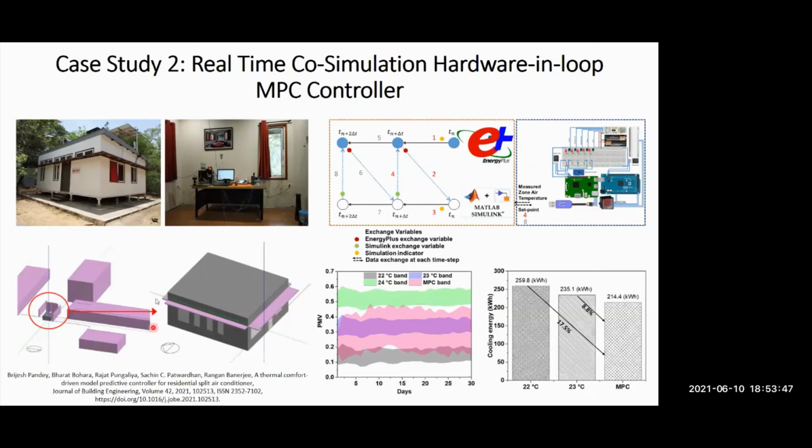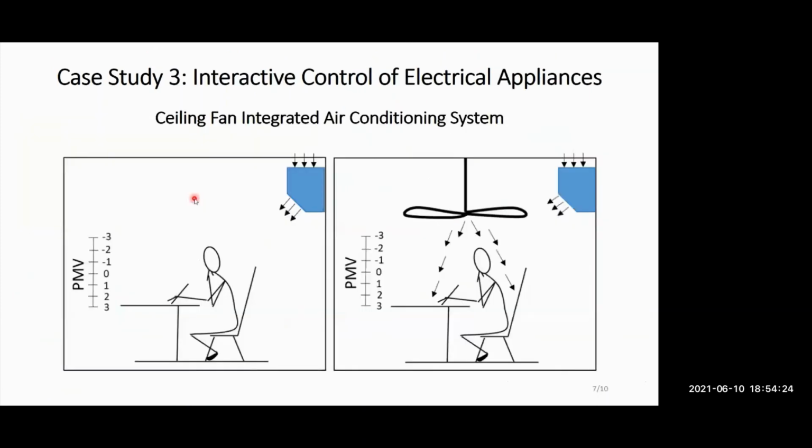This room can be modeled, and this model can be integrated with the hardware so that the necessary data can be provided from this model to this hardware, and this hardware can send trigger points to the actual system. And if we see the performance of this system, this model predictive controller saves 70.5 and 8.8% energy compared to the conventional control of the air conditioning system of this room. Okay, so now let's see another example.